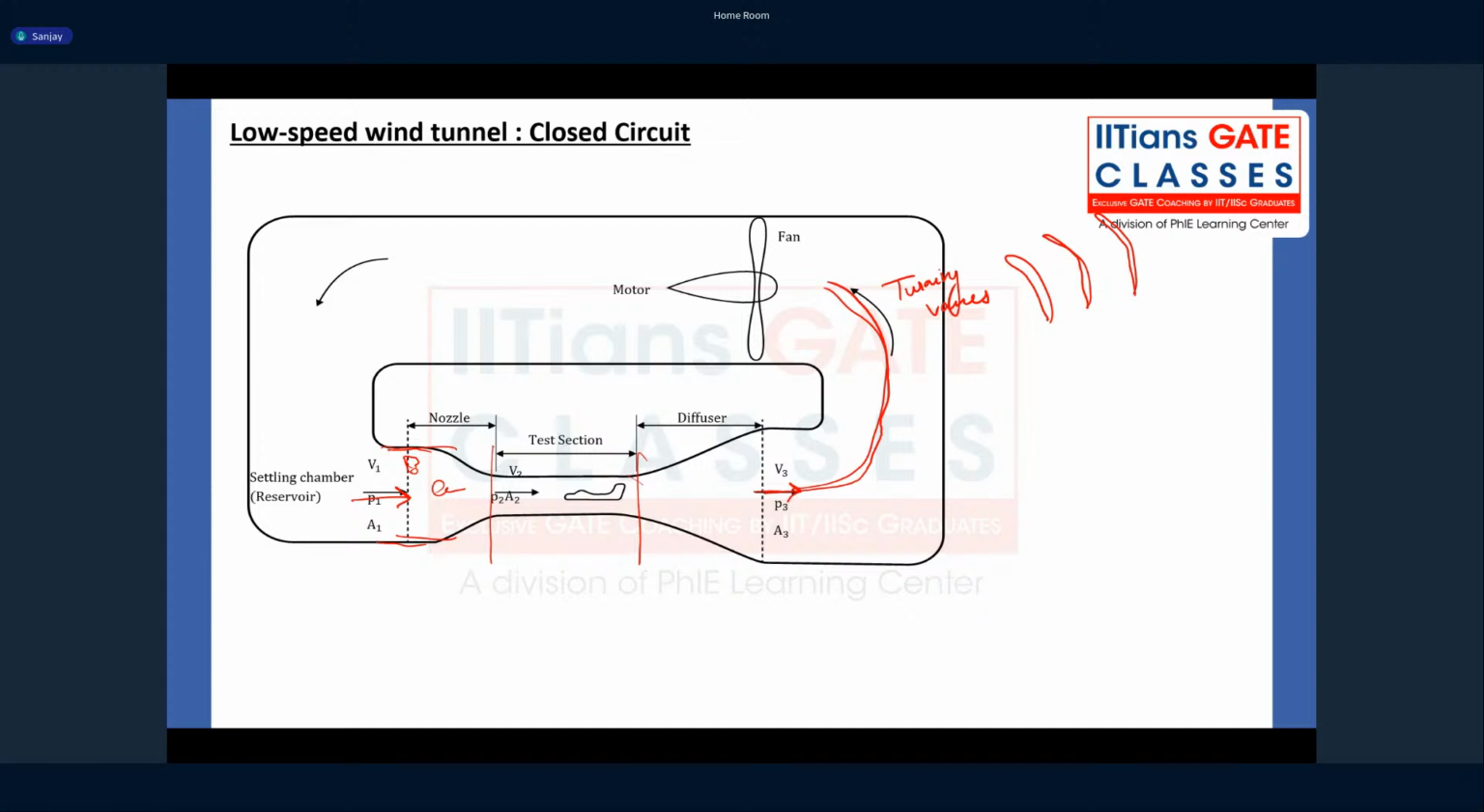There are other advantages as well. But the only thing is, the mechanism is complex and the flow has to turn, so there's a pressure loss, all that. Okay. All right. So I hope the difference between open circuit and closed circuit is now clear. Now let's do some analysis.